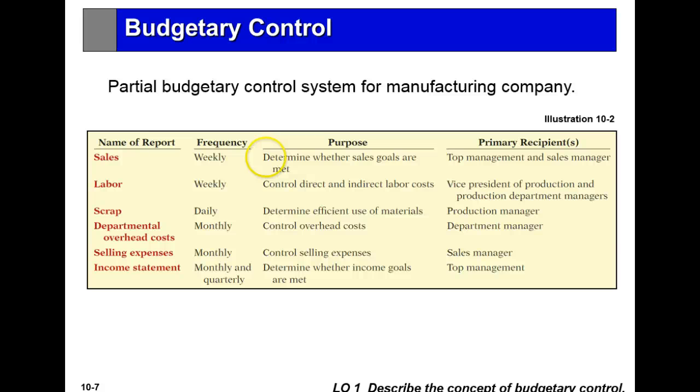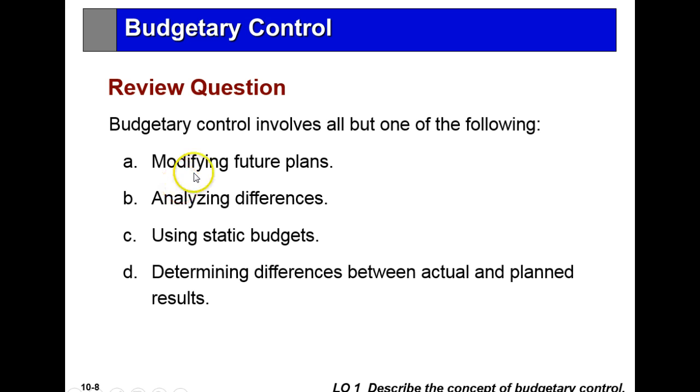We know that there can be a sales budget, and there can be reports associated with budgeted to actual sales reports on a weekly basis. Are the sales goals really being met? There can be labor reports weekly, making sure that the labor costs are being followed with what was intended in the budget, along with overhead, selling, income statement. All of these are benchmarks to compare actual with the budgeted figures.